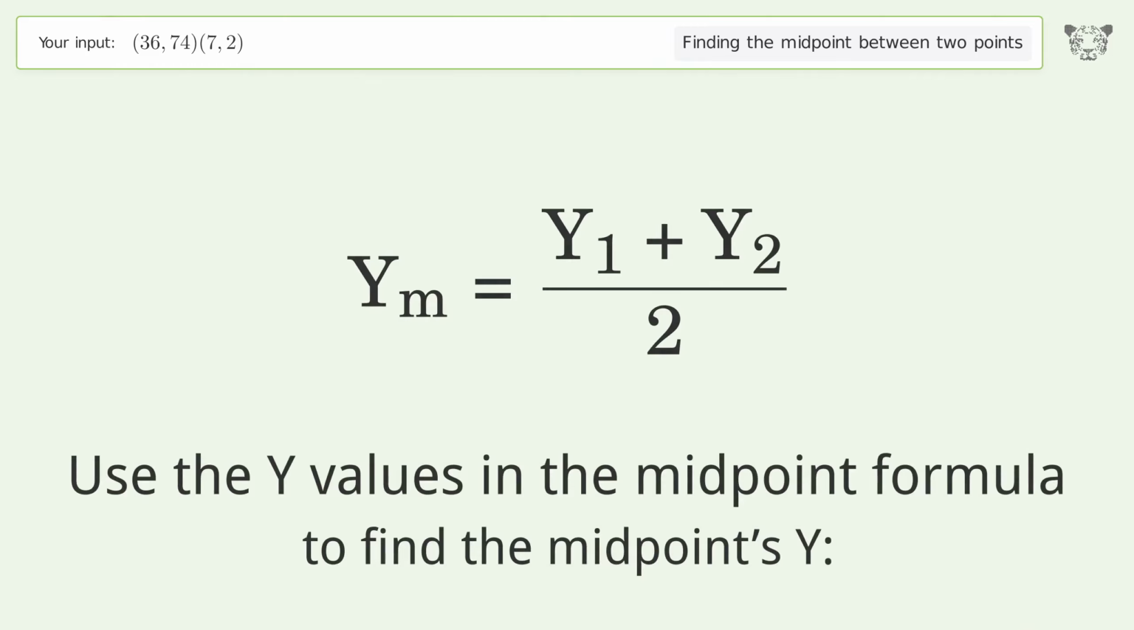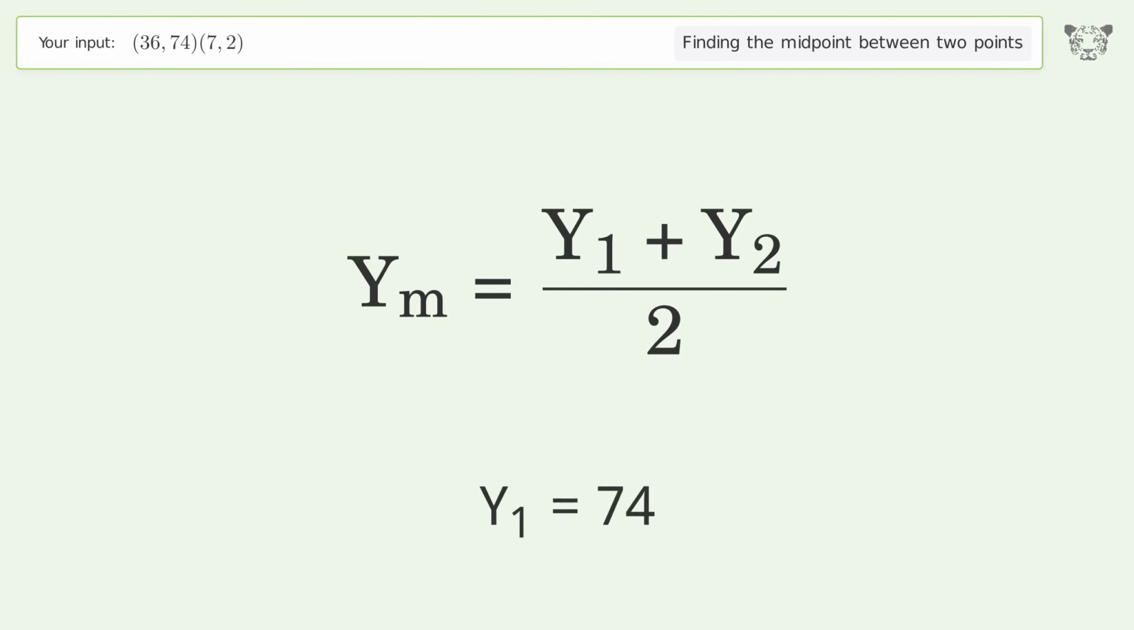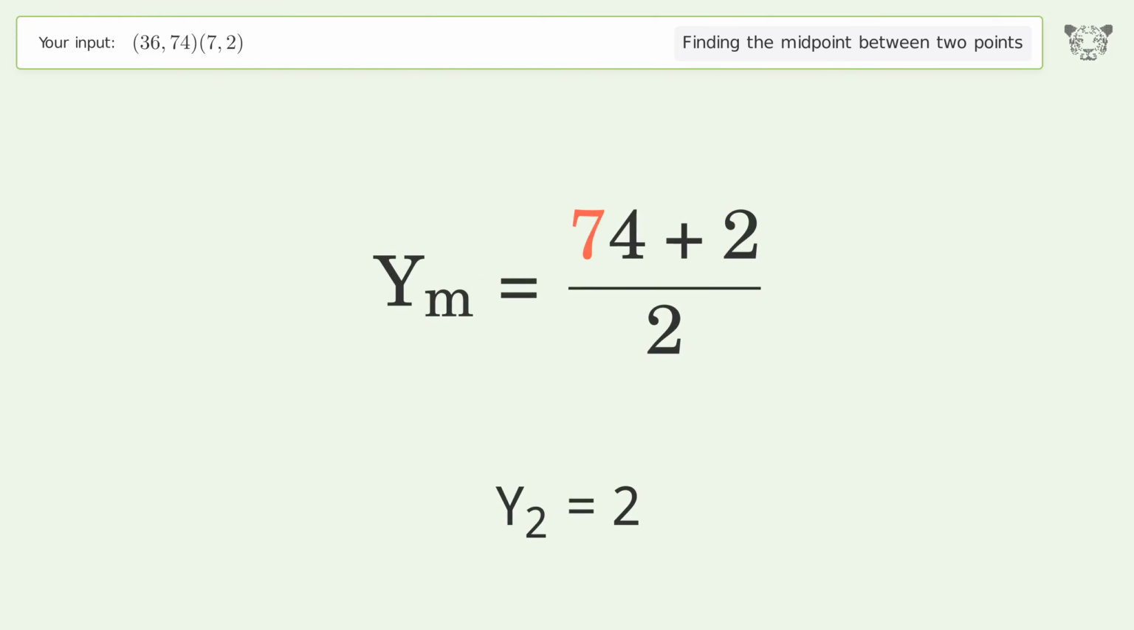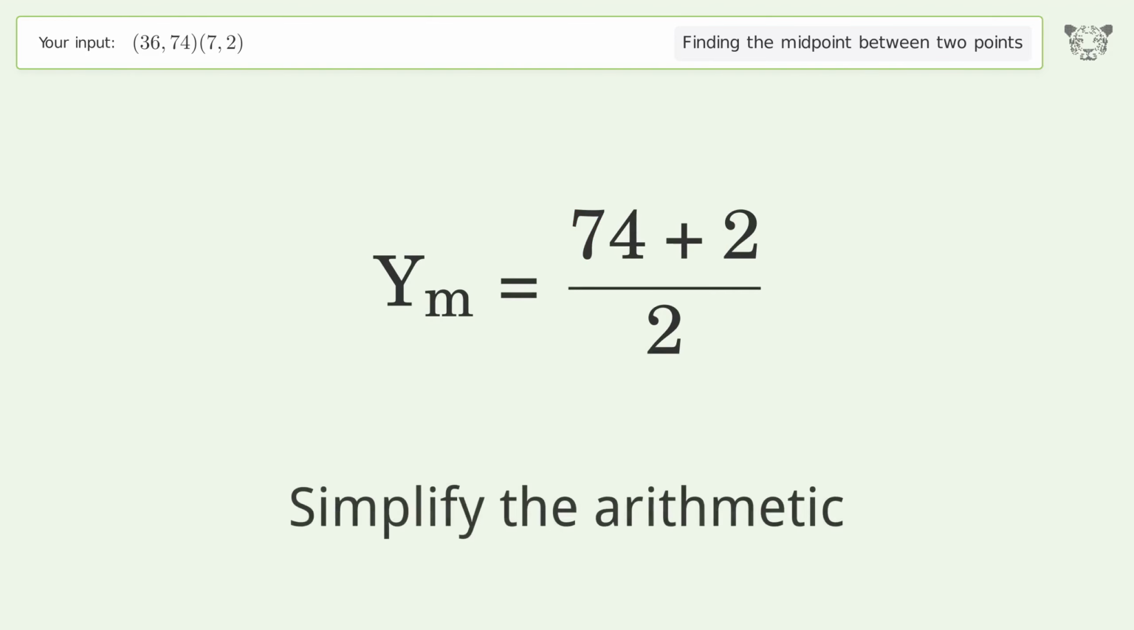Use the y values in the midpoint formula to find the midpoint's y. y1 equals 74. y2 equals 2. Simplify the arithmetic.